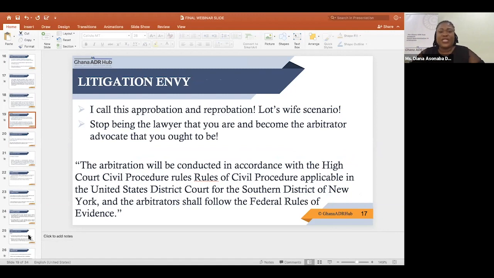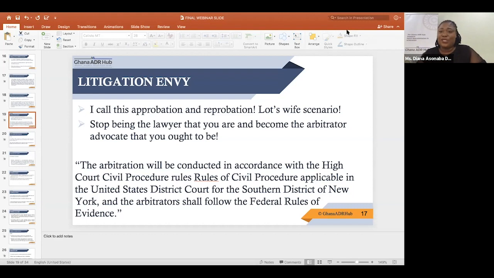So you find, for instance, an arbitration clause saying that the arbitration will be conducted in accordance with the High Court civil procedure rules applicable in, let's say, the US or the High Court of Ghana, and the arbitrator shall follow the Evidence Act, for instance, of Ghana, or the rules of evidence. Of course, the very reason why parties usually opt for ADR in general and arbitration specifically is to avoid some of these technicalities and uptight rules and to allow a little bit of flexibility.